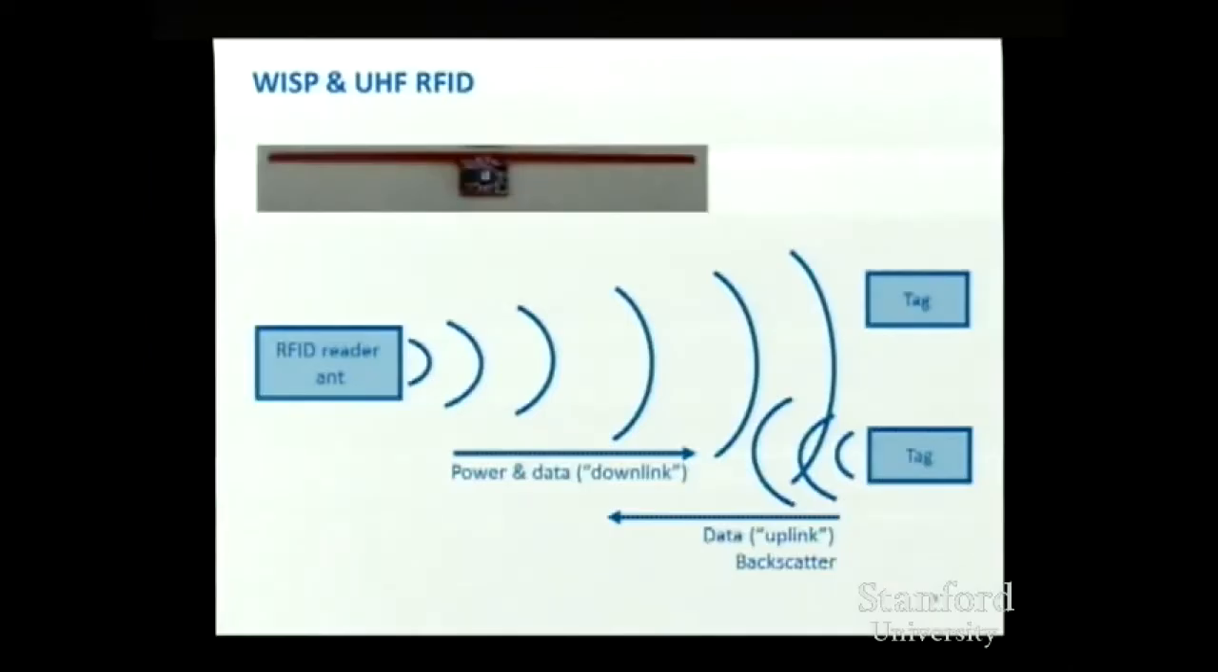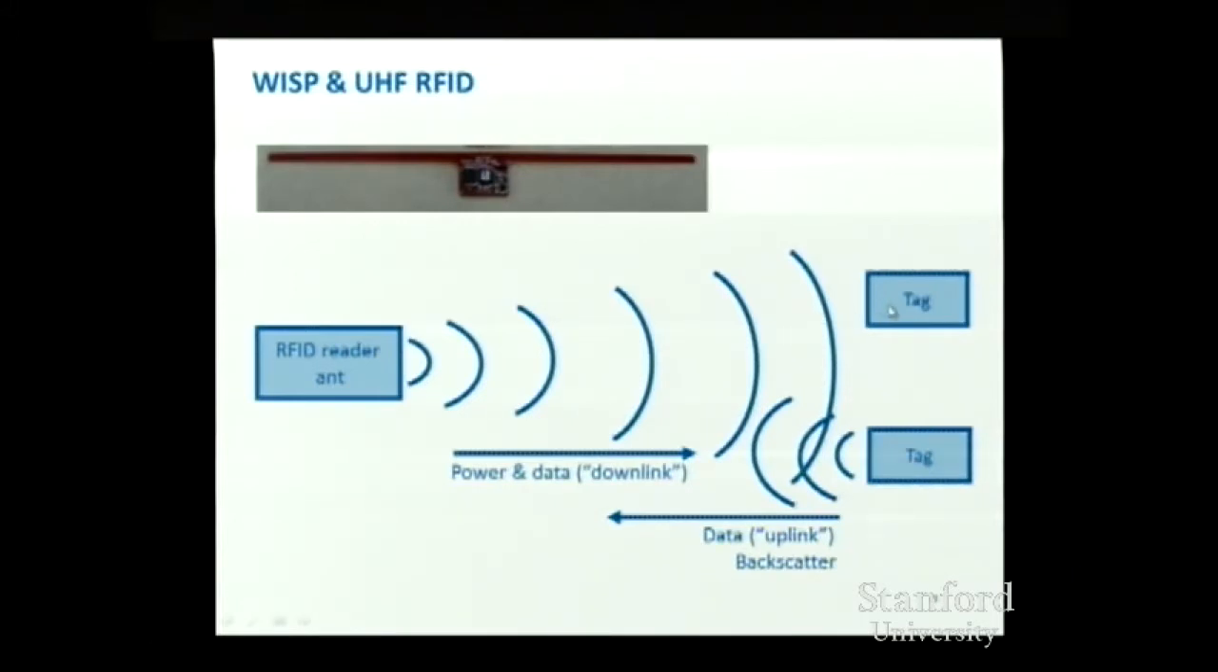So the first system that I'm going to describe is called WISP, which stands for Wireless Identification and Sensing Platform. And this is basically a UHF RFID tag that we created from scratch. So typically the way RFID works is there's a reader that emits, well, in this case, 915 megahertz RF carrier.